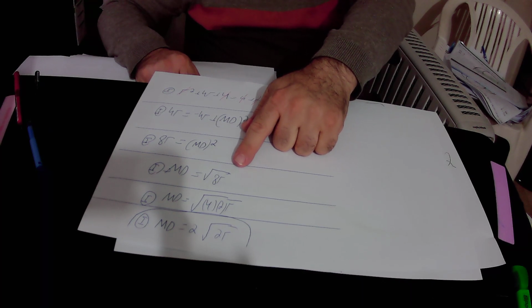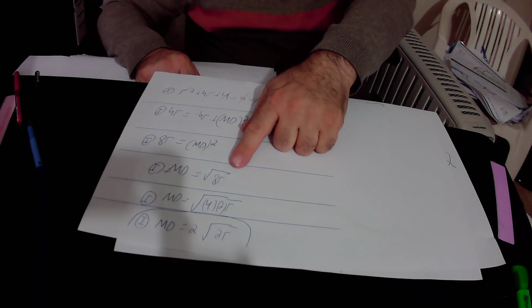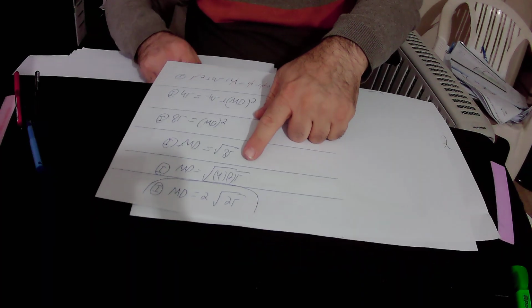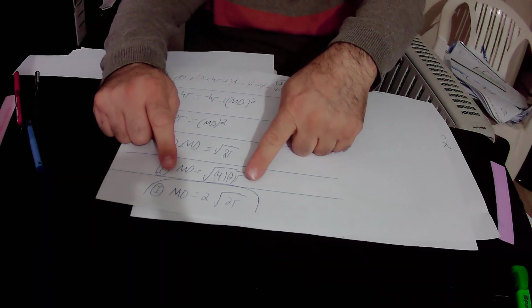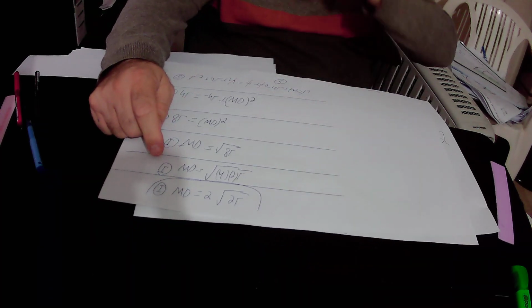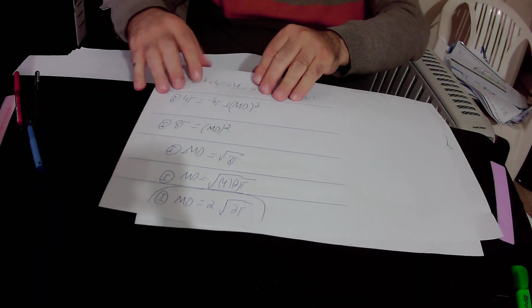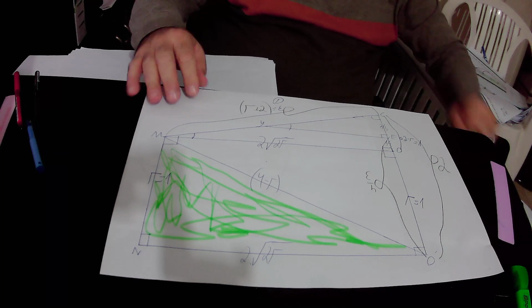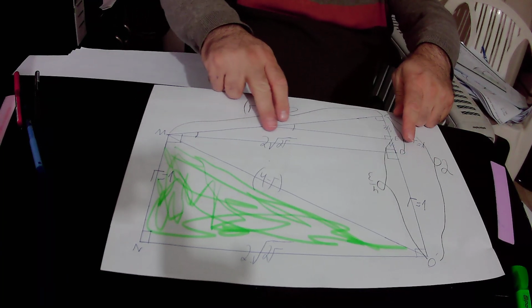But we know that 8 is 4 times 2, so we substituted 8 by 4 times 2, and the square root of 4 is 2. So in total we got that MD equals 2 times the square root of 2R.